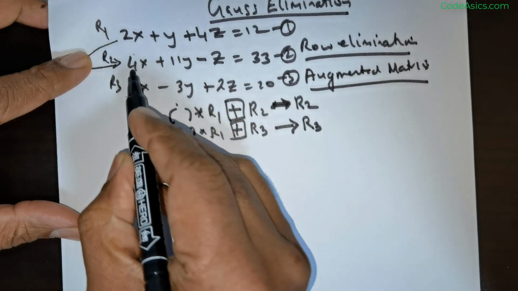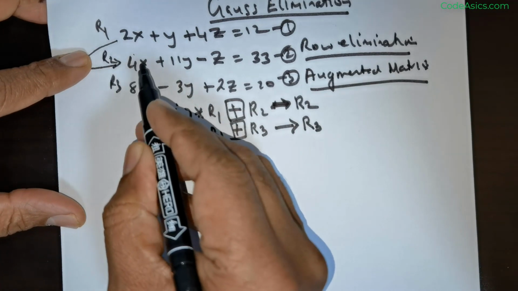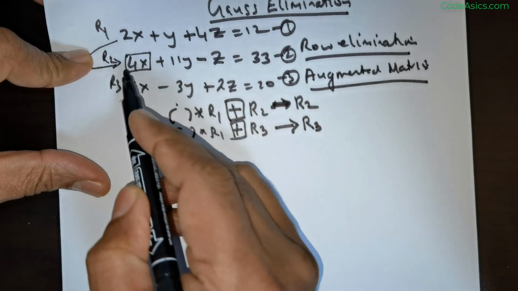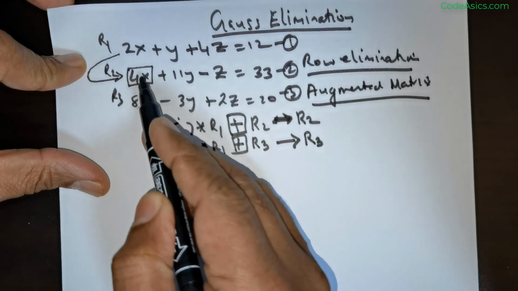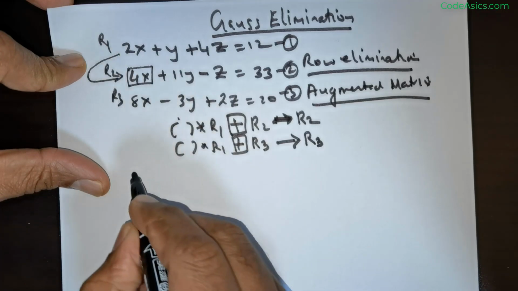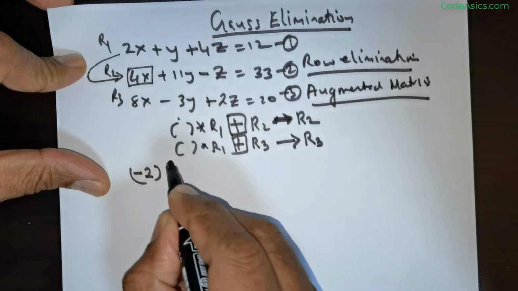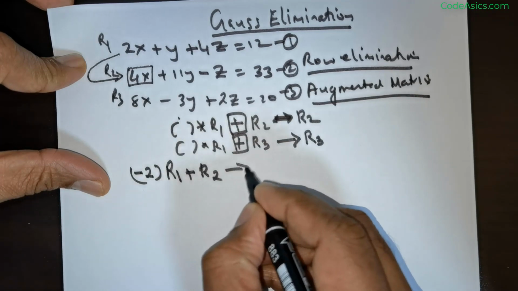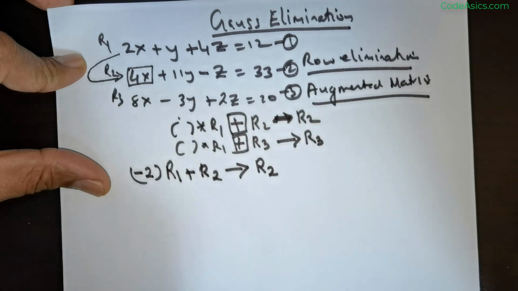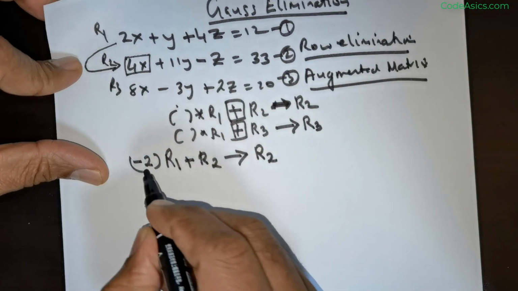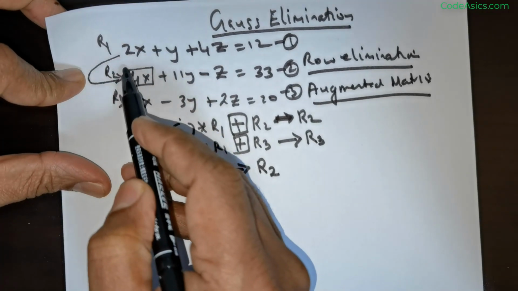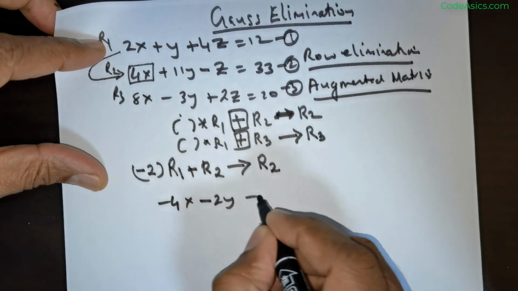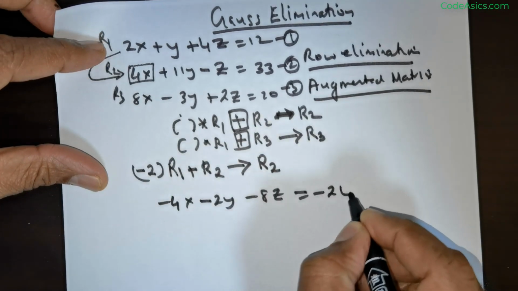My plan is to get rid of the first variable that you see here, the quantity x. So 4 is the coefficient that is occurring with x. So I need to multiply R1 with negative 2, and then add it with R2, and this will produce my new R2. So let me multiply negative 2 with R1. Negative 2 into 2x is negative 4x, negative 2y, negative 8z equal to negative 24.